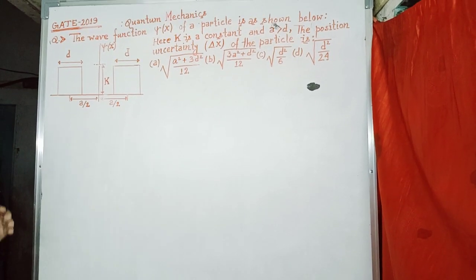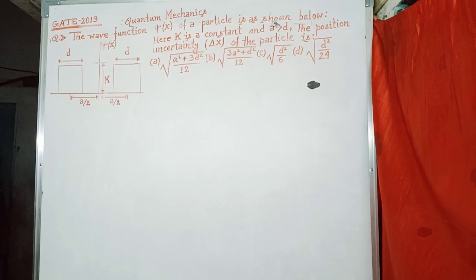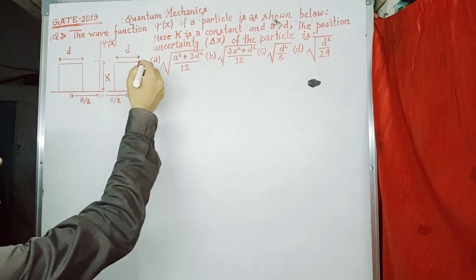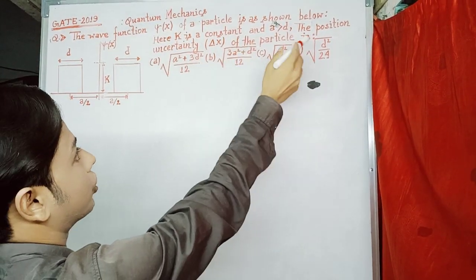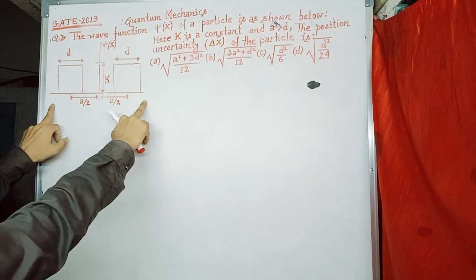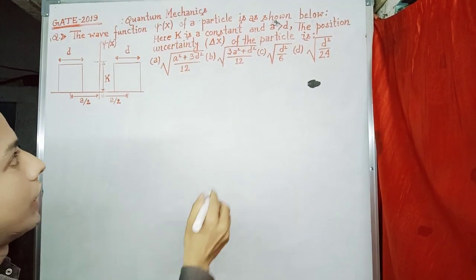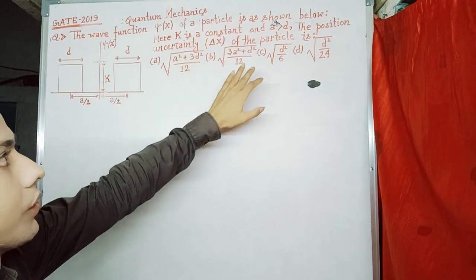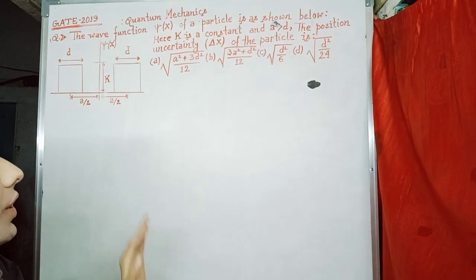Here is the question from GATE 2019 from Quantum Mechanics. In this question it is given that the wave function psi of x of a particle is as shown below. This is the wave function for the particle. Here k is a constant and a is greater than d. The position uncertainty delta x of the particle is, four options are given.